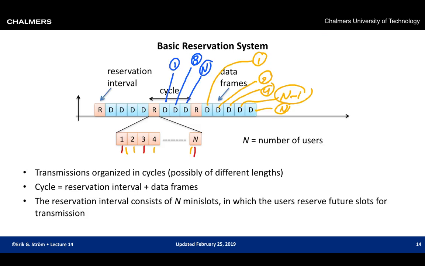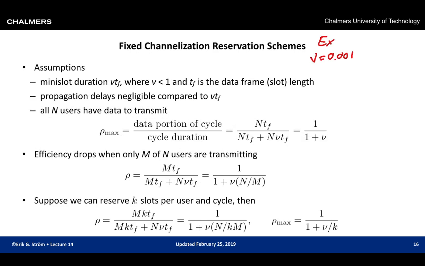So for instance, in this case, this is the time reserved for reservation. This is useless from a data perspective, while this time here is when data is actually transmitted. So we want the blue part to be a significant part of the total, otherwise we will be in trouble. Okay, so what is the data part? Well, it is the blue part, which is n times TF. We transmit n frames, 1 per user, TF seconds per frame.